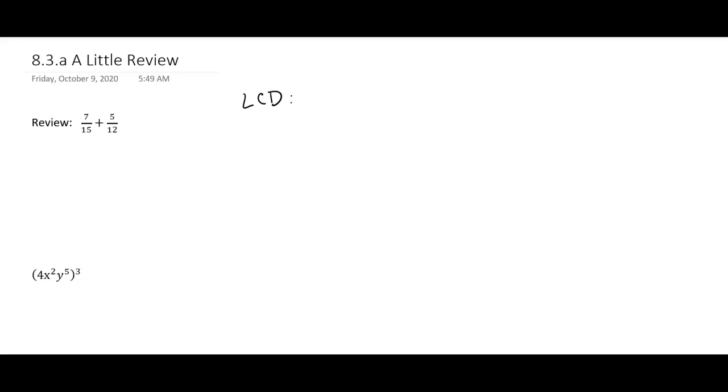So 15 is what? 3 times 5? And 12 is 2 times 2 times 3. So I'm going to have a 3. I'm going to have two 2's. Now let me put the two 2's first. All right, two 2's, a 3, and a 5. And so what does that multiply to be? 60? All right.